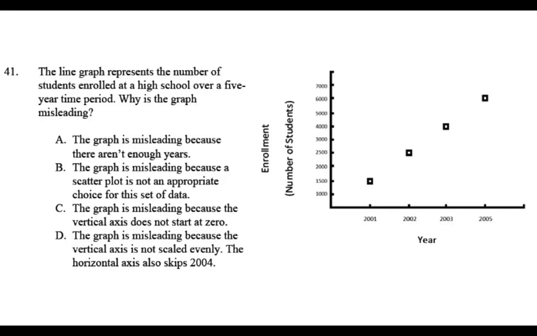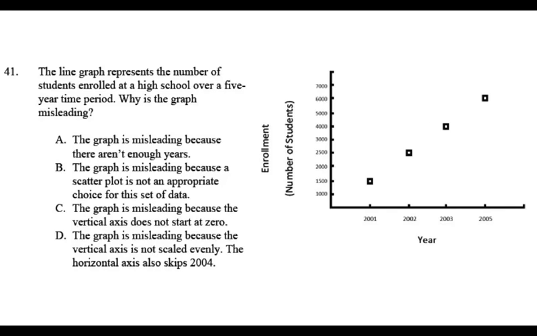41, the line graph represents the number of students enrolled at a high school over a 5-year time period. Why is the graph misleading? So the graph is misleading because there aren't enough years. Well, that's relative, so that's fine. The graph is misleading because a scatter plot is not an appropriate choice for this data set. I think a scatter plot is fine for this. The graph is misleading because the vertical axis does not start at 0.